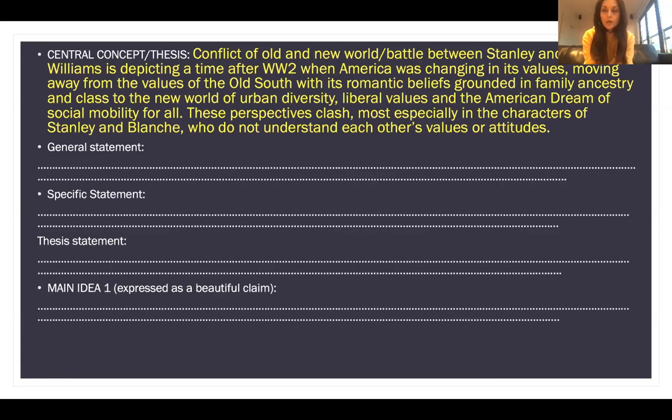And then I wanted to also make sure that I captured that last bit of the question that linked it to Stanley and Blanche's characters. And so I've also got this sentence there, which you could have had something like this: these perspectives clash, most especially in the characters of Stanley and Blanche, who do not understand each other's values or attitudes. I think what you could do now is to go ahead and pause the video and just add to, amend, or improve anything that you have in your answer that you think you could use from this model answer.